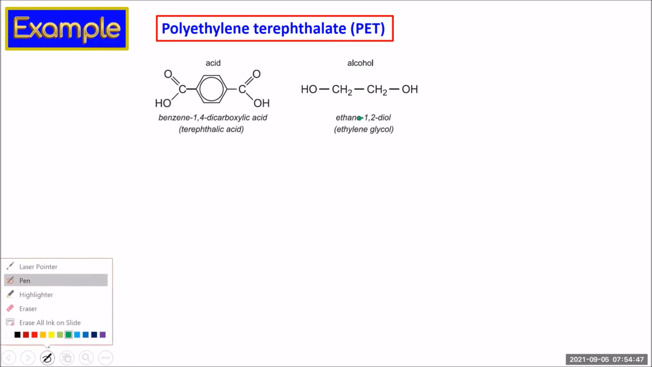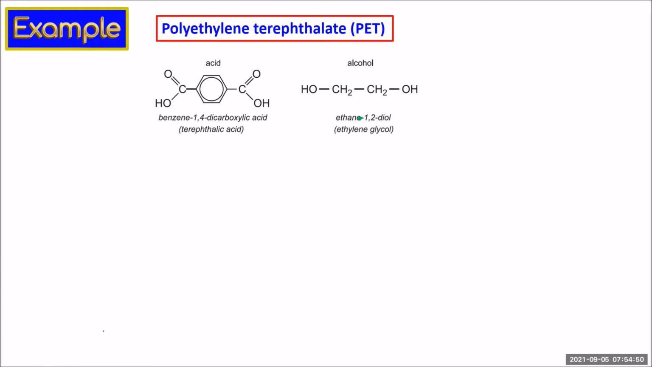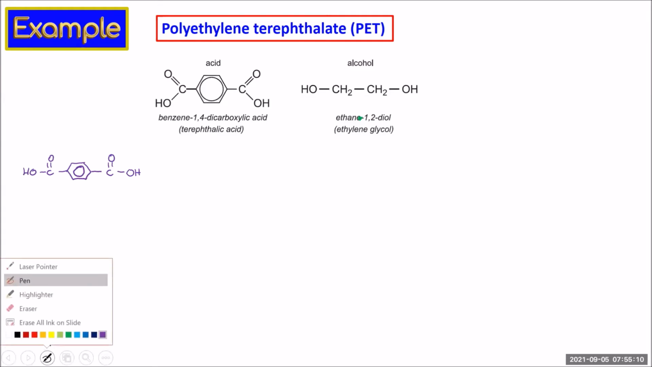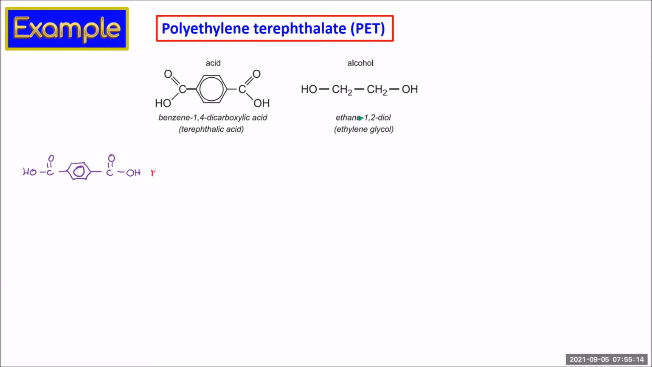I'm going to color code the molecules so we can see what's going on. So I have my terephthalic acid, which is my carboxylic acid. The benzene ring can be drawn just with a circle in the middle instead of the three bonds. And then I have my diol, my ethylene glycol, or my ethane-1,2-diol. What's going to happen is I'm going to eliminate water. And those two are going to link. Strong acid catalyst.